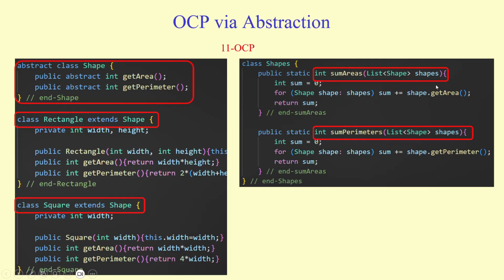Now I can introduce any shape into the system and I do not have to make any changes to SumAreas and SumPerimeters. They are now extensible, meaning that I can introduce a new shape to the system and they can continue working on those new shapes, and they are closed for modification. I never have to come here and make any changes to the source code of either the SumAreas or SumPerimeters methods, and that's why they are now OCP compliant.